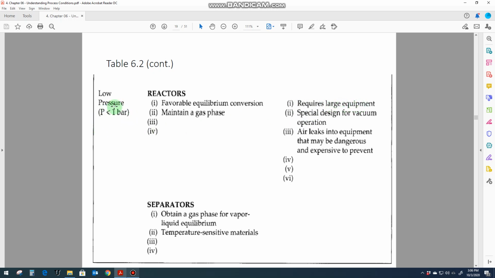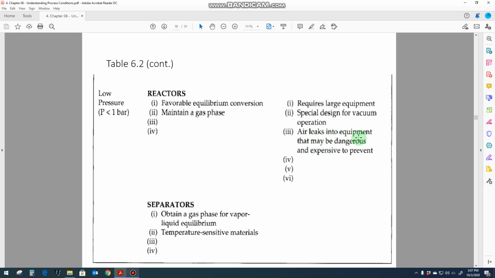So we discussed this thing. If you are going below 1 bar pressure, then the size of the equipment would be increased. It needs special design for vacuum operation, and you need to have some kind of system to operate the vacuum in the process. Air leaks into equipment may be dangerous, and we also have to consider air leaks because our ambient pressure is at 1 bar.